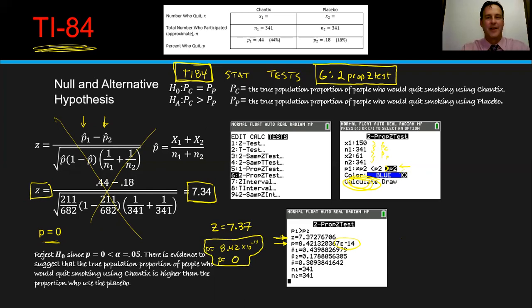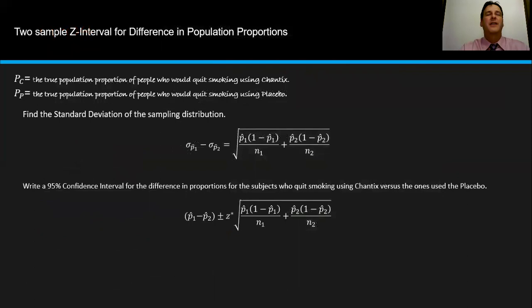Excellent. Now, what else do we have to talk about? Confidence intervals. A two sample Z interval looks different from a test for difference in population proportions. Notice that I identified the P sub C and the P sub P the same way. However, the standard deviation is different. Notice that I no longer have the pooled P hat. That guy is gone. I'm just going to use my P sub P and P sub C to include in each of these two respective fractions.